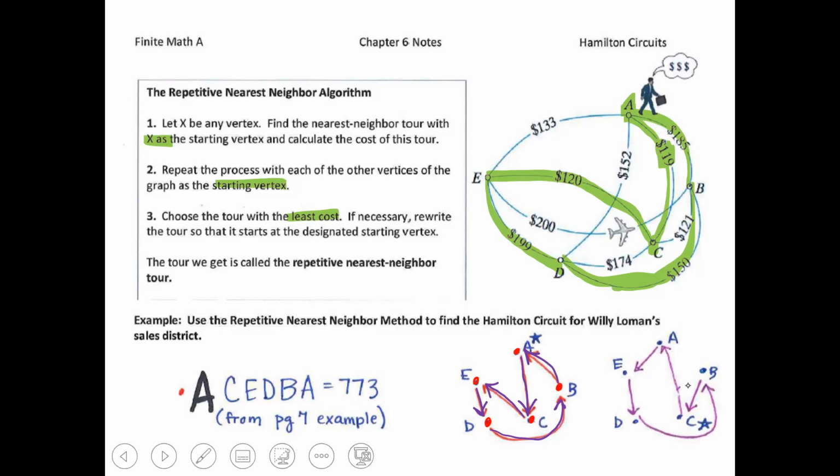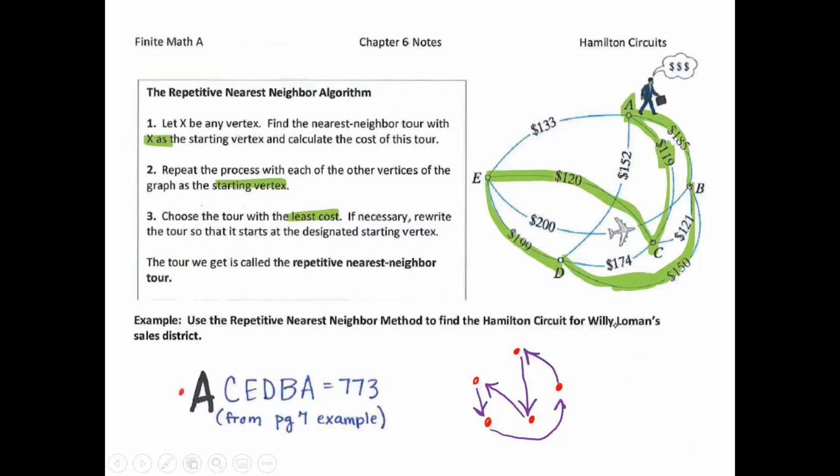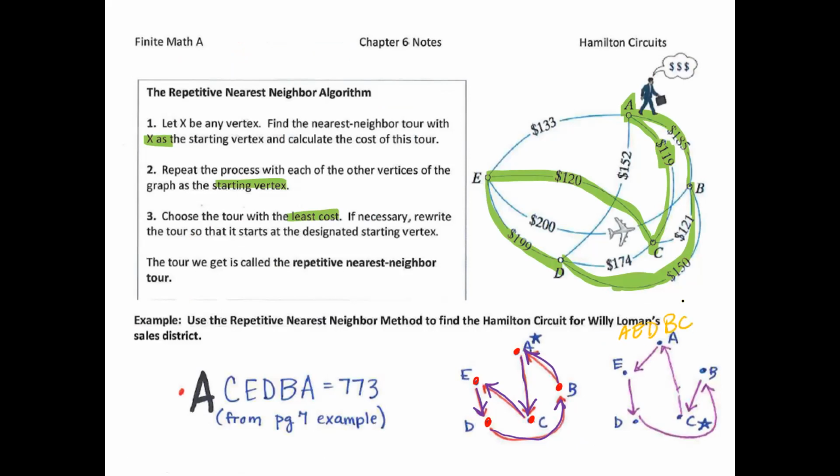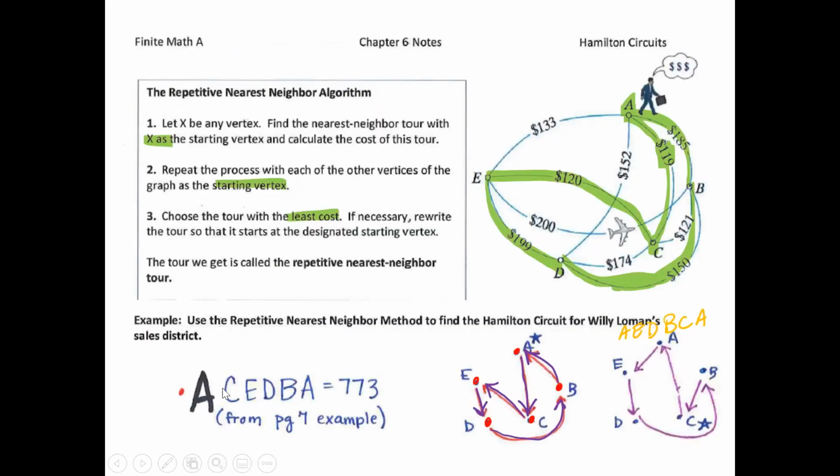Actually, I'm going to go from A to E. In this direction, it's A to E, E to D, D to B, B to C, and then C back to A. Another one that we can do is if I start with A, I go C, E, D, B, A.